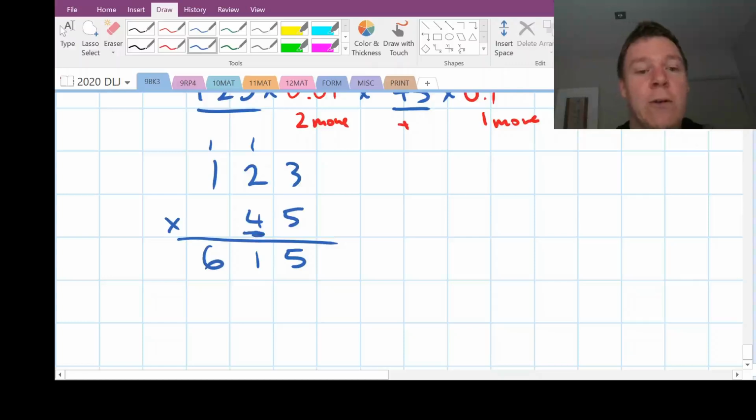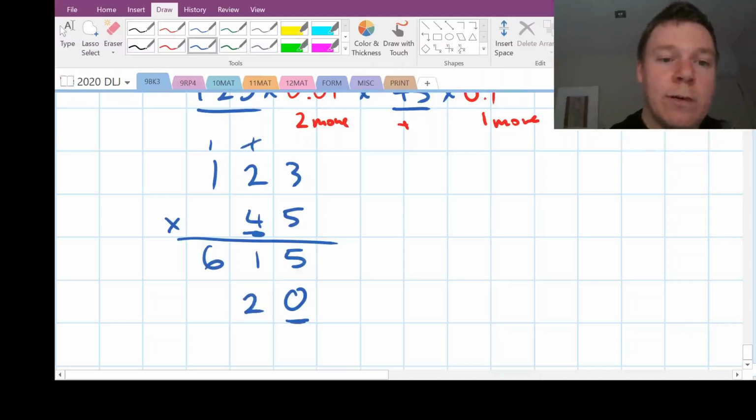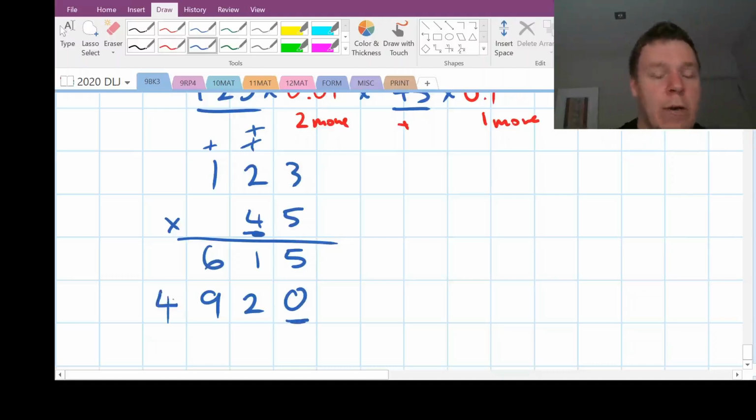And then we're moving on to the 4. But remember, we've got to put a 0 here because that 4 is not a 4, it's a 40. 4 times 3 is 12. Carry the 1 up. I should cross these out so we use them. 4 times 2 is 8. Plus that 1 is 9. 4 times 1 is 4. There's no counting over because it's such a low times table.